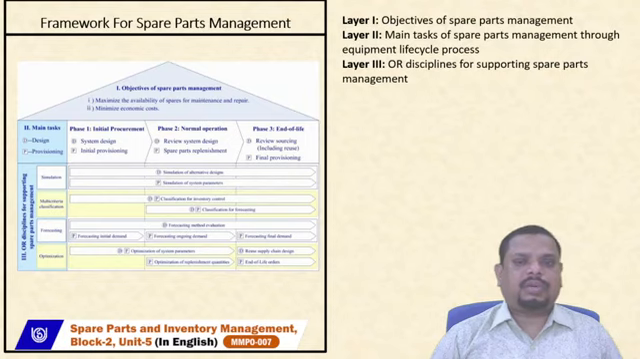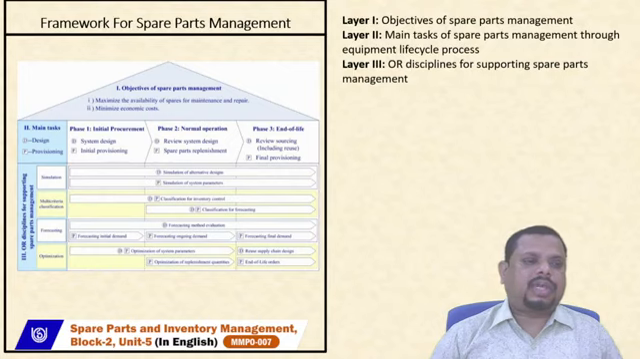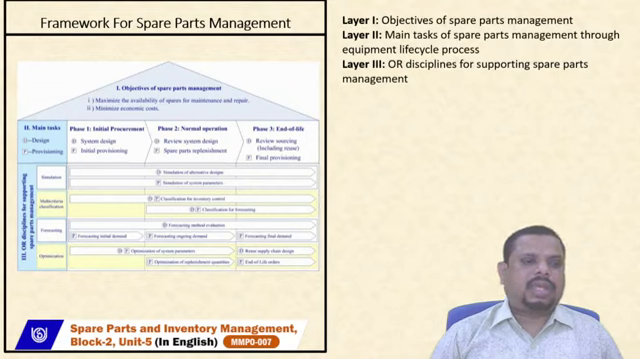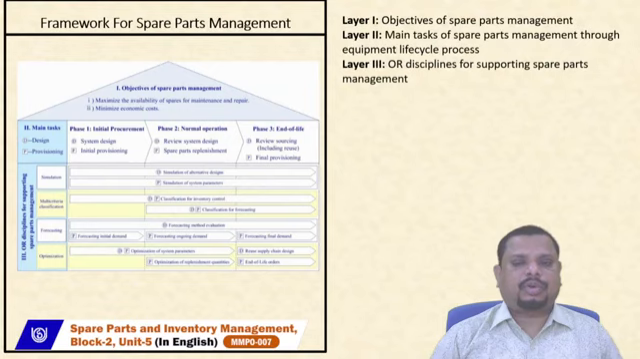Then we have layer two, that means main tasks of spare parts management through the equipment life cycles. So what are the main tasks? For example, design, simplification of your machines, equipment and tools. Then P stands for your provision for replacements. Similarly, in case of layer two, we have three phases. The first one is initial procurement.